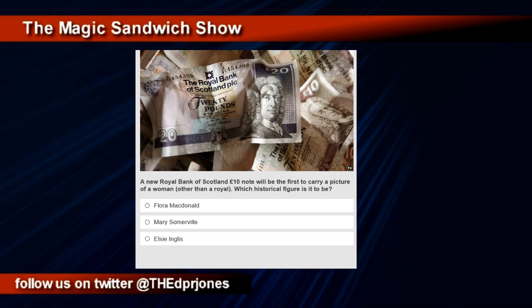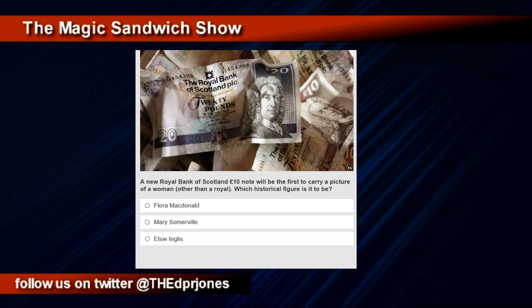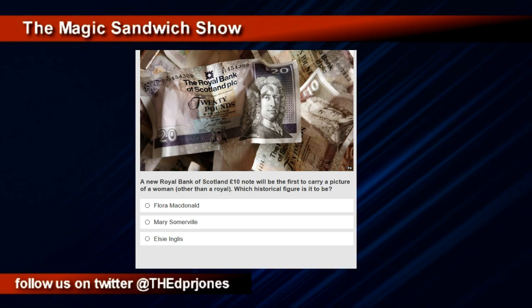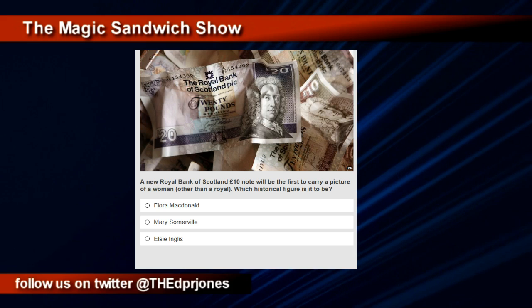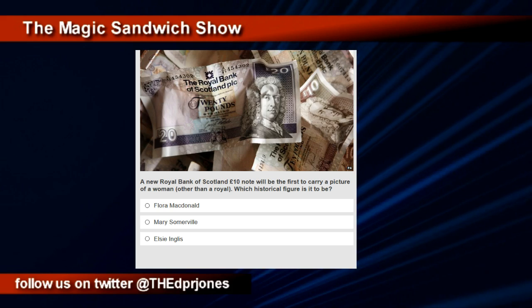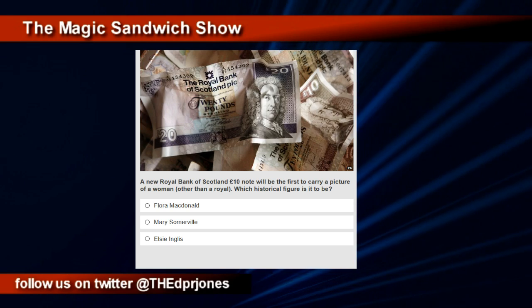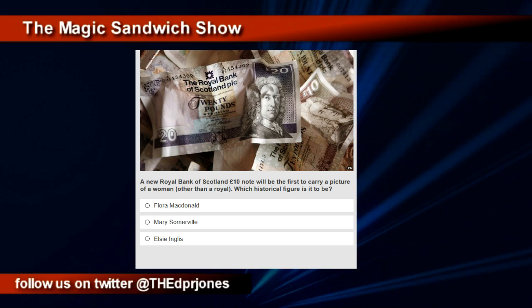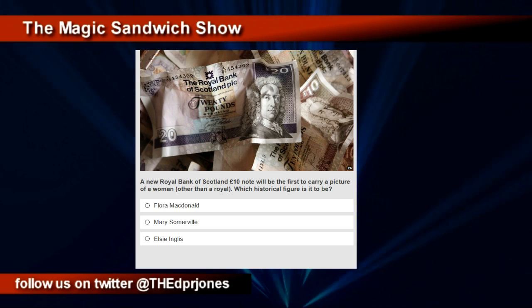A new Royal Bank of Scotland £10 note will be the first to carry a picture of a woman, other than a royal. Which historical figure is it going to be? I suppose I've got a slight advantage because I'm a bit nearer to Scotland, but I've not heard of any of those people.